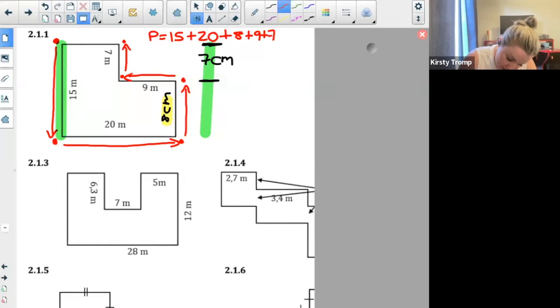And that's going to be 7. And finally, he needs to walk from there to there. And what's the problem again? We're missing a side, hey?